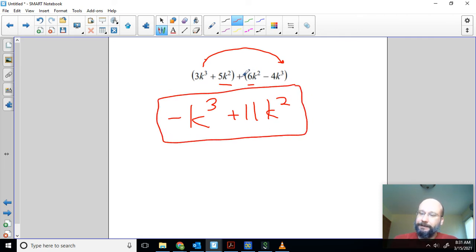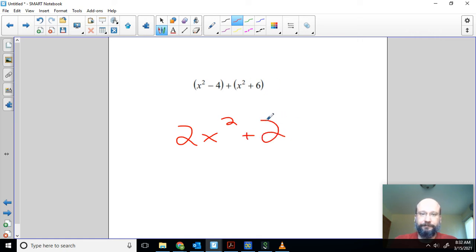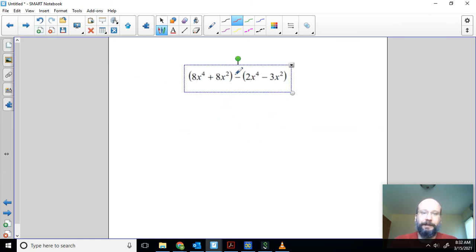Again, when it's pluses, it's easy. You just combine like terms. It's plus again, so I combine like terms. X squared plus x squared is 2x squared. Negative 4 plus 6 is positive 2. Right? Just combine because there's a plus.